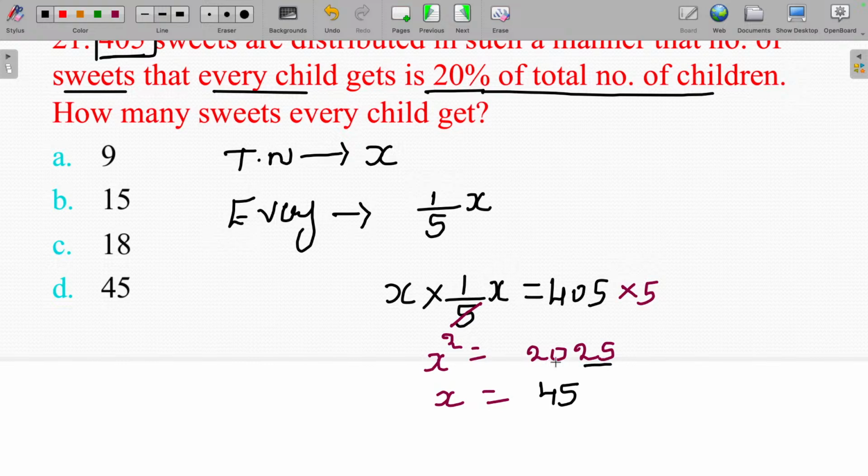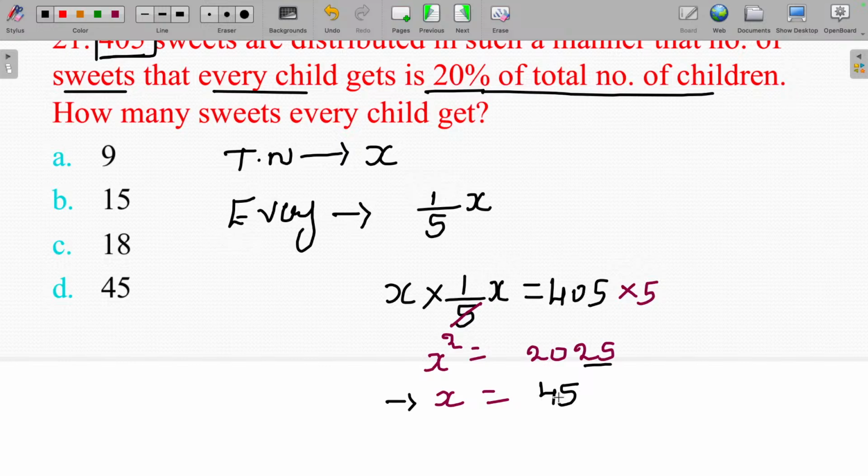Last two digits one group, remaining number one group. 5 I have. 5 means only one choice. 20 lies between 4 and 5. Always we have to write the small number, that is 45. Is it clear, Preeti? You remember this concept now? Yes, sir. So x is equal to 45.